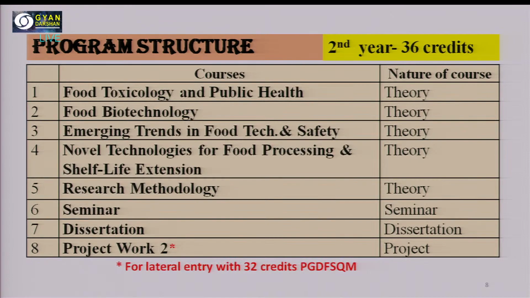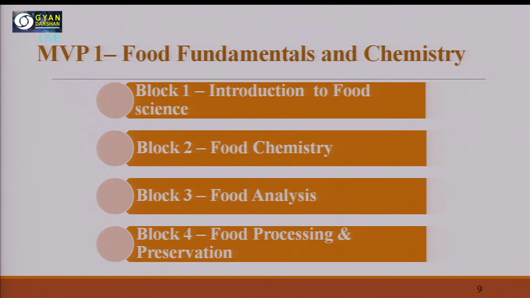Let's see the second year course for the MSc program. Again there will be 36 credits of courses in the second year of the MSc. There are 5 theory courses, 1 seminar and one dissertation, and at the last you can see there is one project work also, only for those who have taken admission as a lateral entry to the MSc and who have completed only 32 credits in the PG diploma program. They have to take the 4 credits of extra project work in the second year of MSc. So now I'll discuss the courses.